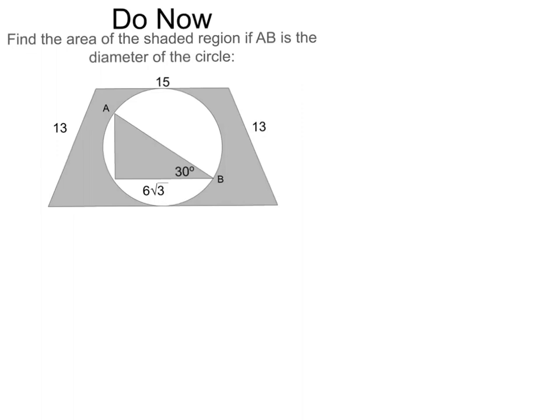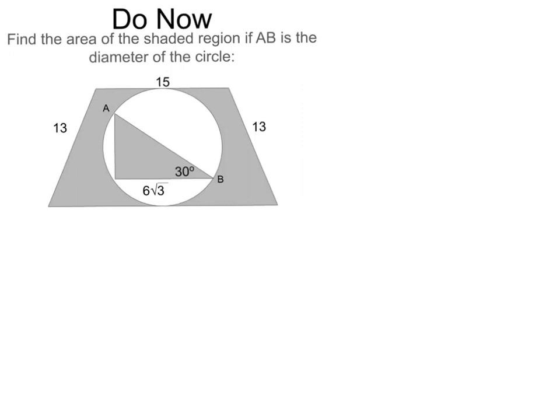Alright, so hopefully you already tried the problem. So let's look at this. To start us off, let's look at the shapes we have. We have a trapezoid with a circle cut out of it, and then a triangle cut out of the circle. We want the shaded region. So basically we want everything besides the circle.